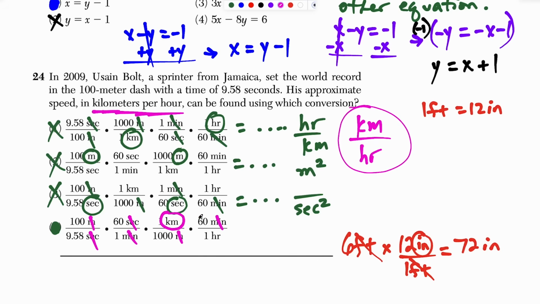And notice the units we get. We're going to get some number by multiplying 100 by 60 over 9.58 times 1,000. But the units we're going to get are kilometers in the numerator, and we're left with hours in the denominator, which gives us kilometers per hour. So choice 4 is definitely correct.